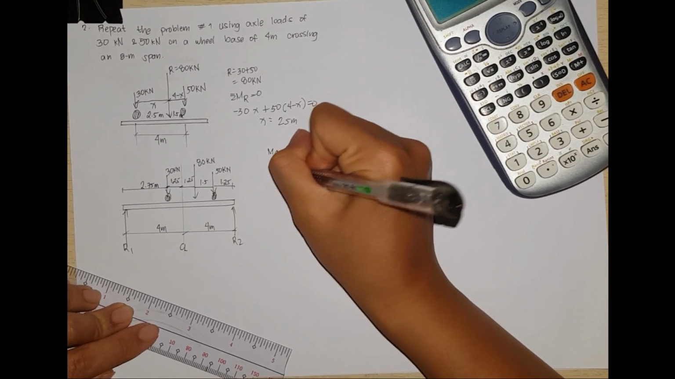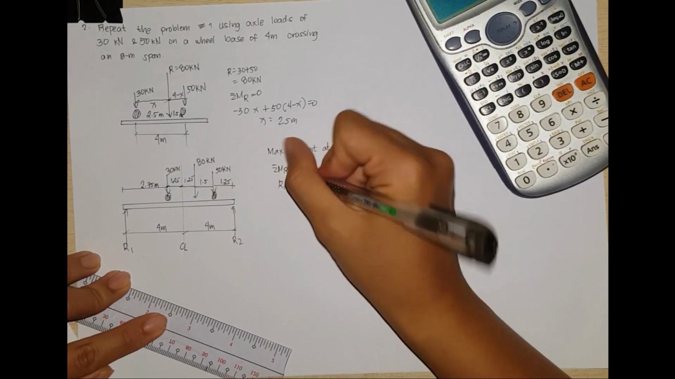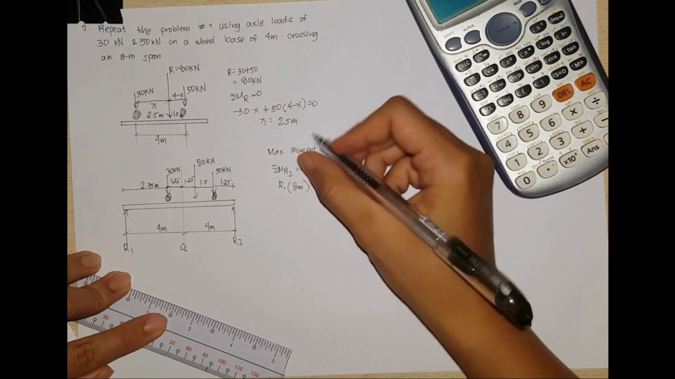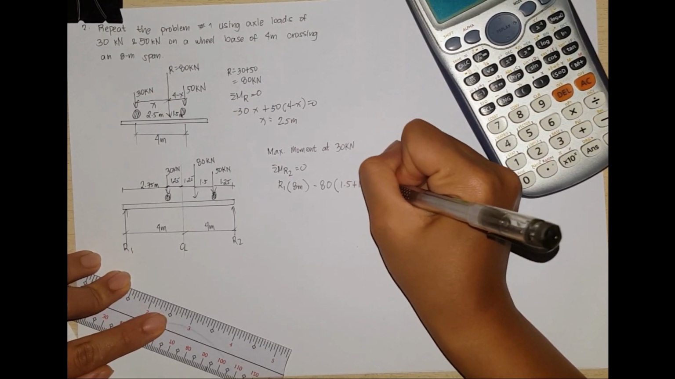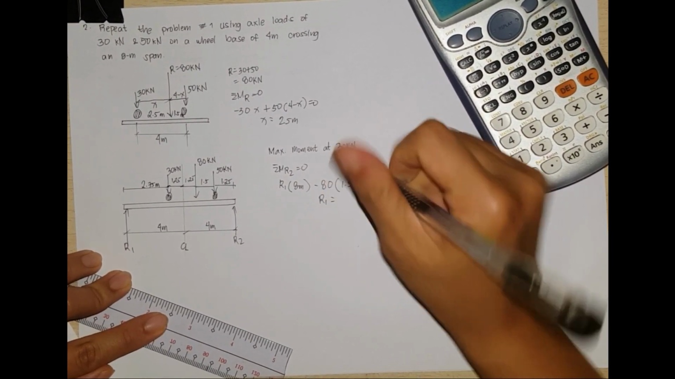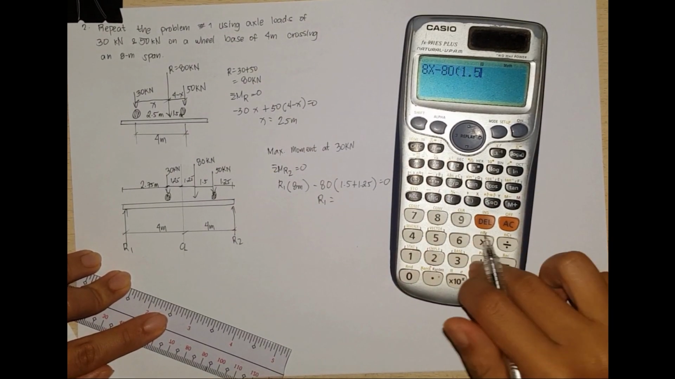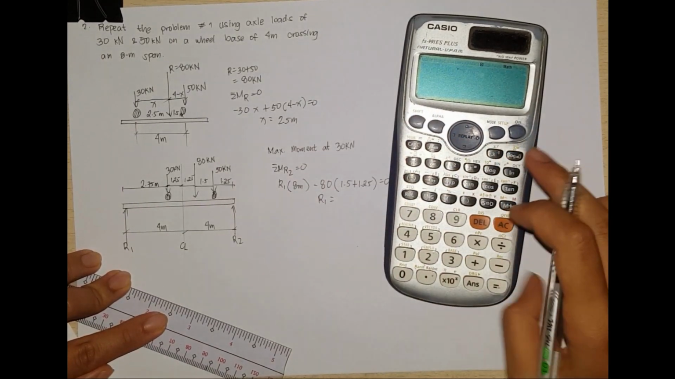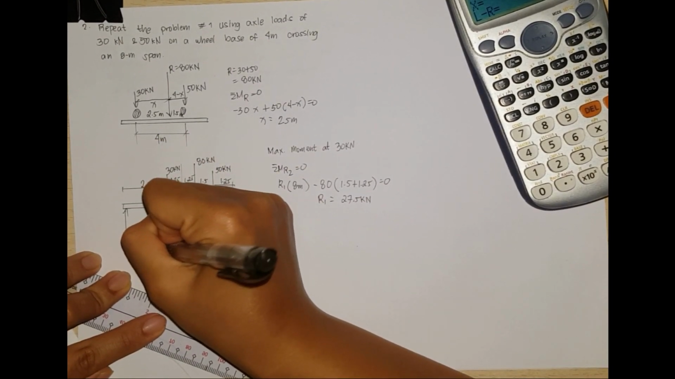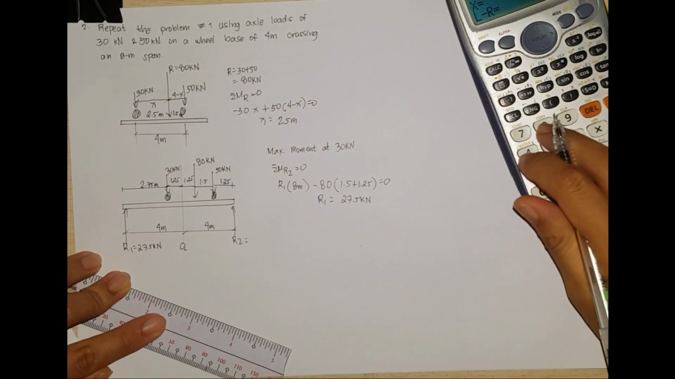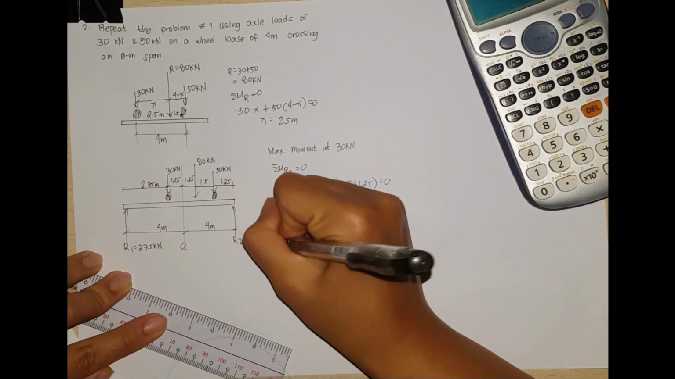Taking the summation of moment at R2 is equal to 0, we have R1 multiplied by 8 meters. Gamitin natin yung resultant, minus 80, moment arm is 1.5 plus 1.25, is equal to 0. Therefore, the reaction at 1 is equal to 27.5 kilonewton. So, yung R1 natin is 27.5 kilonewton. Taking the summation of forces vertical, yung R2 natin is 52.5 kilonewton.